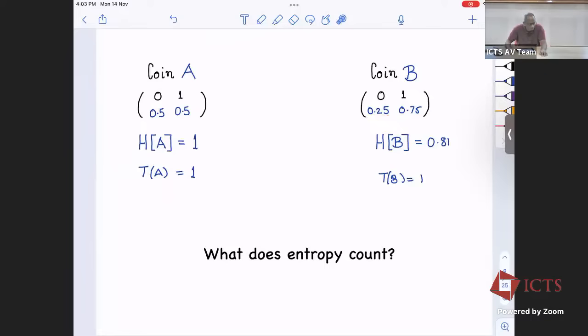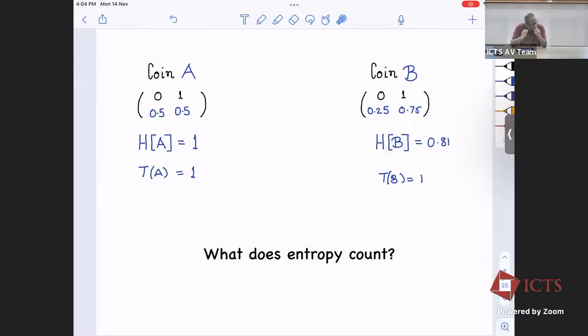Okay, good. Now, if you apply Shannon's formula and compute the entropy, this is half log 1 over half plus half log 1 over half. Logs are to the base 2. The answer is 1. If you do that for the biased coin, you get 0.81. Now, what is entropy counting in this case? Because if you want to transmit the outcome here, for head and tail, you have to send something if no error has to be made. So in both these cases, the transmission cost is 1. You have to send 1 bit to the other person.